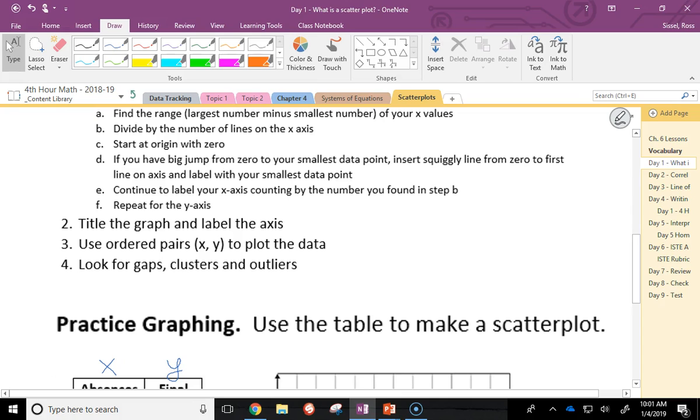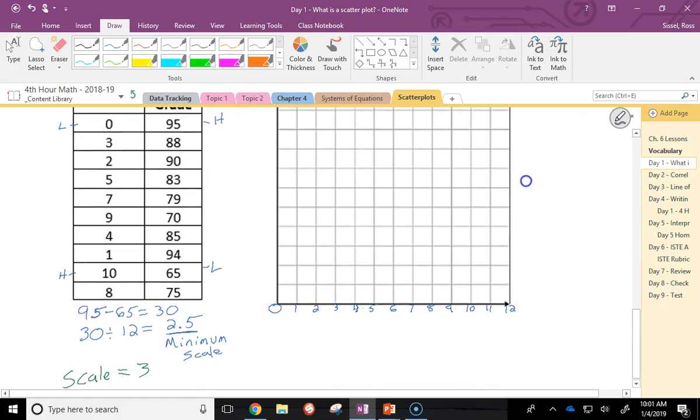Divide by the number of lines on the axis. Start at the origin. If you have a big jump from 0 to the smallest data point. Our smallest data point was 65. If I'm counting by 3s, is that a big jump from 0 to 65? Yes. Do I really want to sit there on a graph going 3, 6, 9, 12, 15, 18 when I know I'm not using that part? So this is what you do. This first line is your smallest data point. It is 65, right? That first line is going to be your smallest data point.